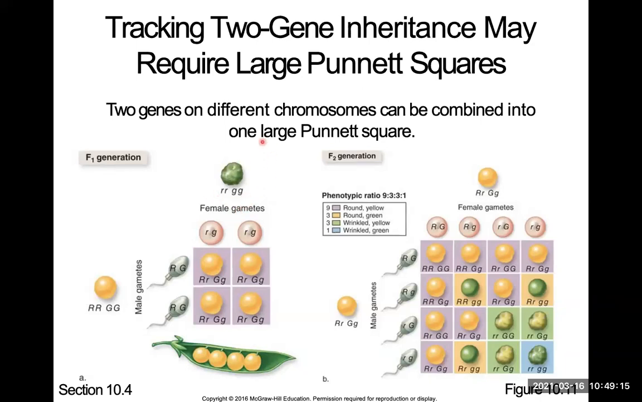If it was uppercase R and lowercase r, it's still the same gene, it's just a different allele. It's a different version of the gene. But when you have 2 different letters, that means you have 2 genes. So if you have heterozygous parents for 2 genes, you're going to do this cross.